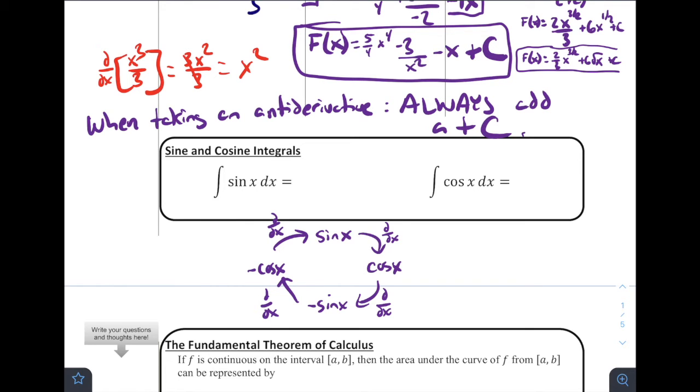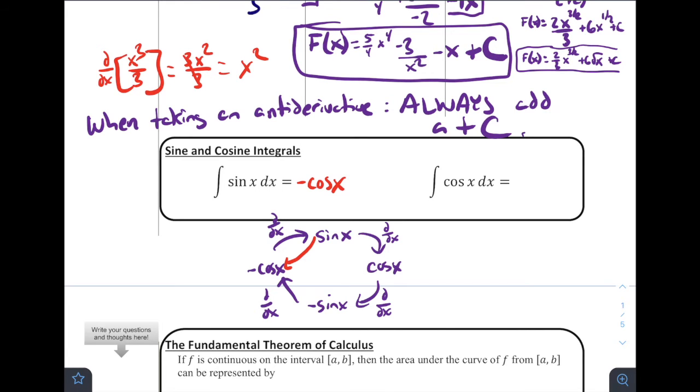Super nice. So if we know that an integral is the antiderivative, we can actually just go the opposite way around this circle. So instead of going clockwise around this circle, we go counterclockwise. If I want to find the antiderivative of sine, well, that's going to go the opposite direction. That's going to go to negative cosine. So that's going to equal negative cosine of x.